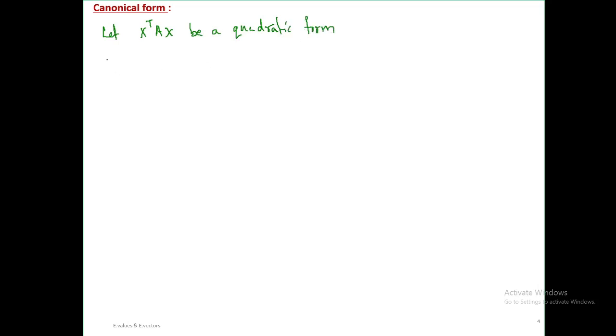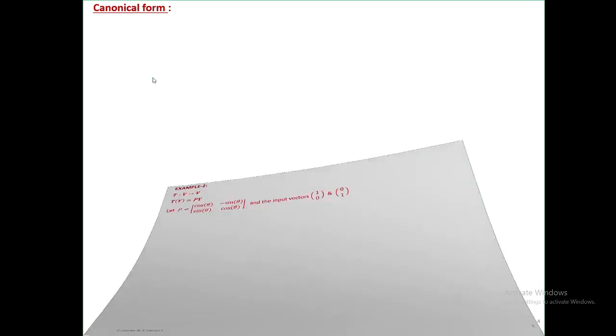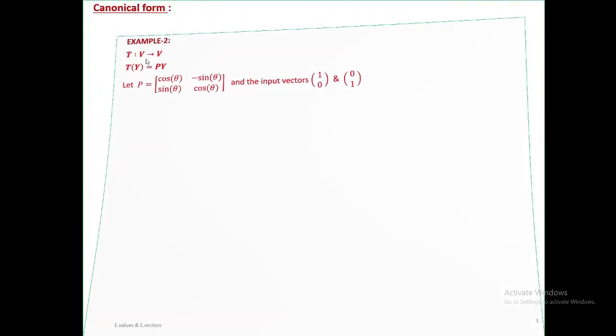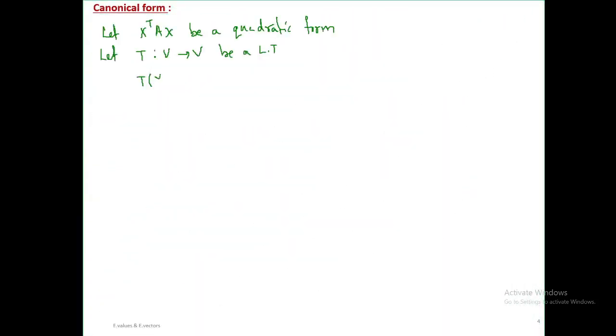Then let T from V to V be a linear transformation. What kind of transformation I am using, we just discussed already. So T of y is mapping to P into y, same like that.